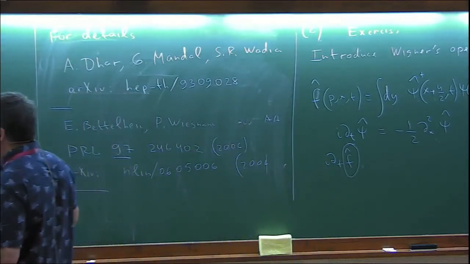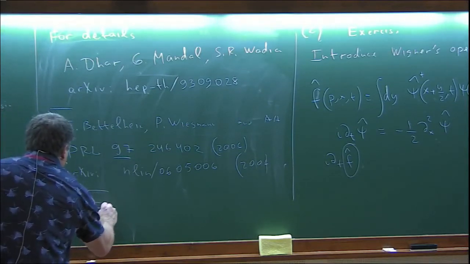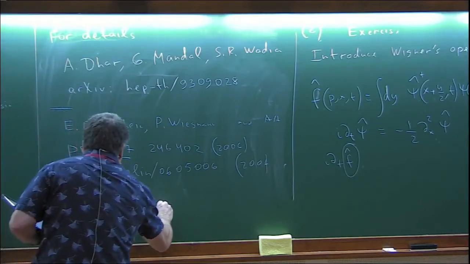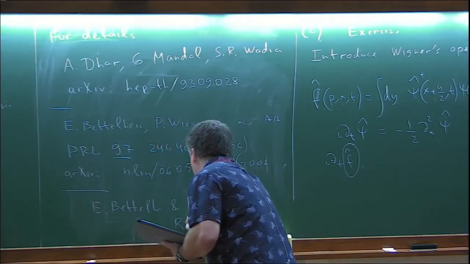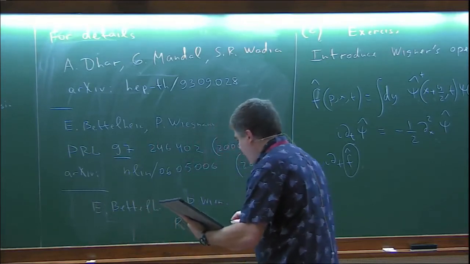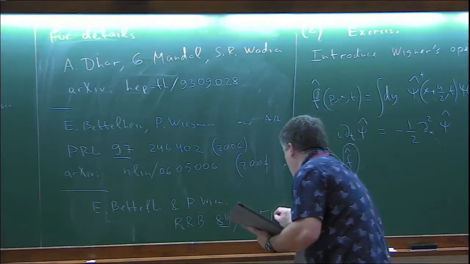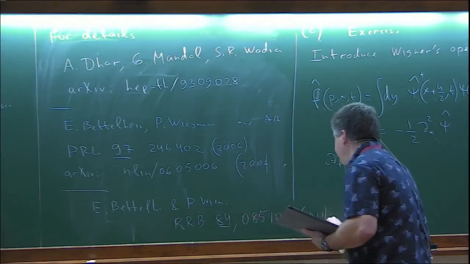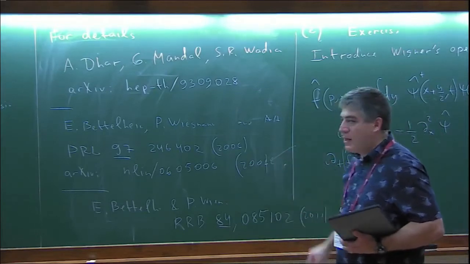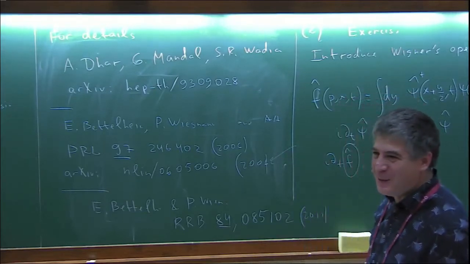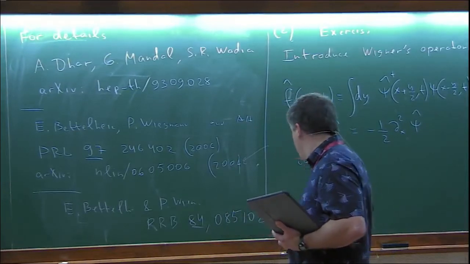And additionally, particularly for some refinement of free fermion evolution, including quantum corrections, this is a paper by Eldad and Paul. And this is PRB 84, 085102, 2011. Okay? So from this paper you will see that free fermions is not a simple problem at all. Say it again? 085102. This is 2011.